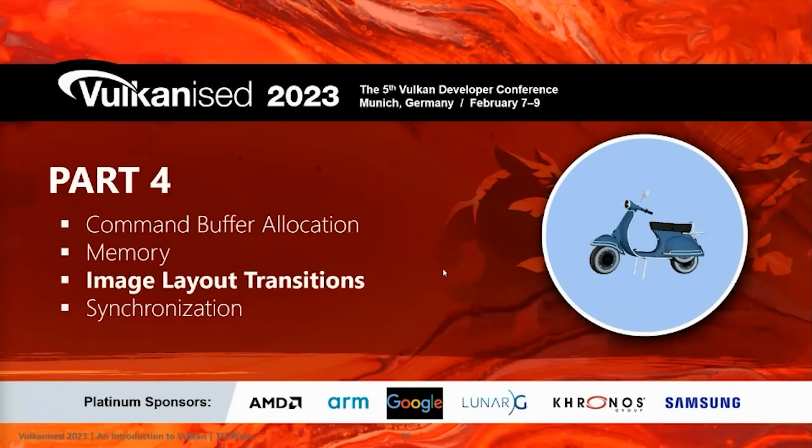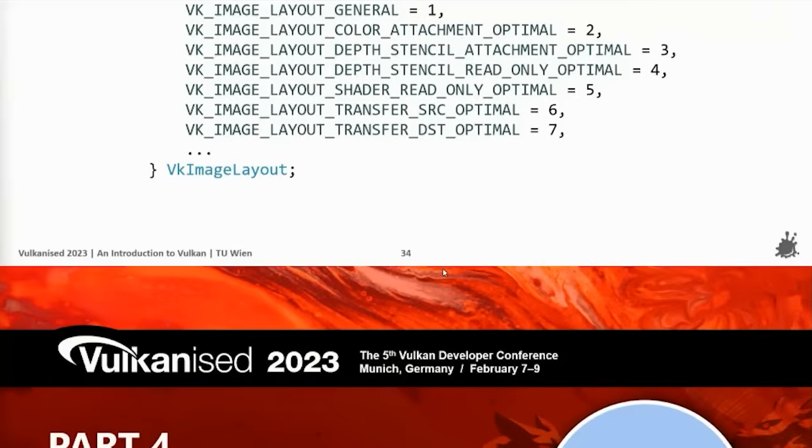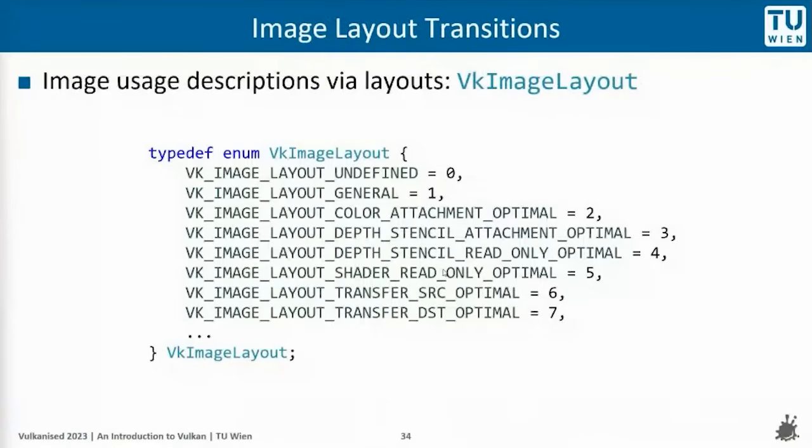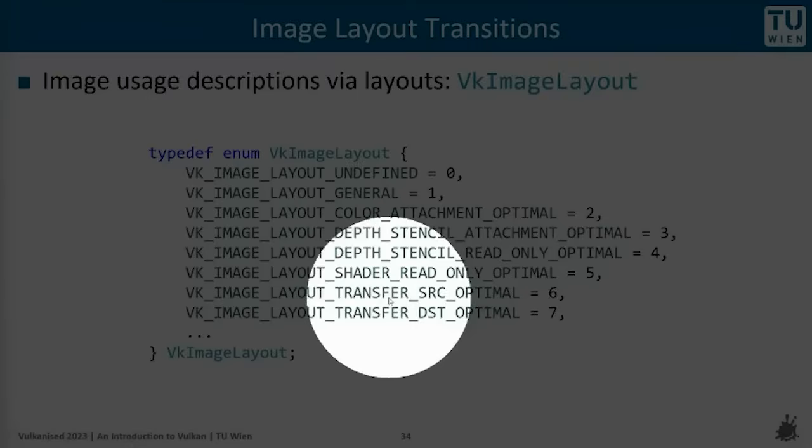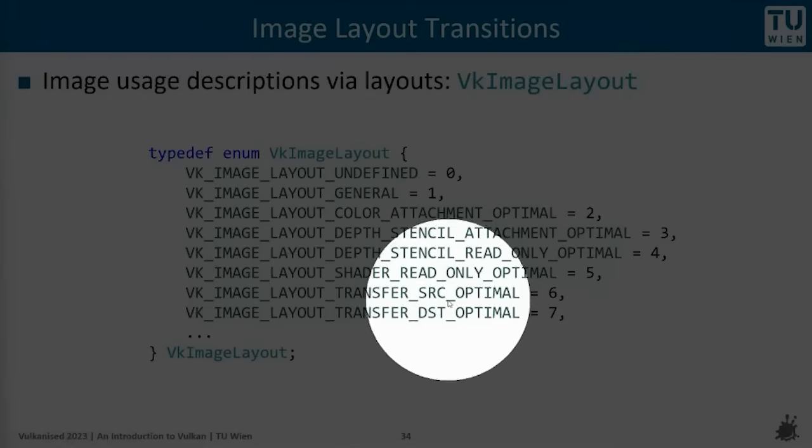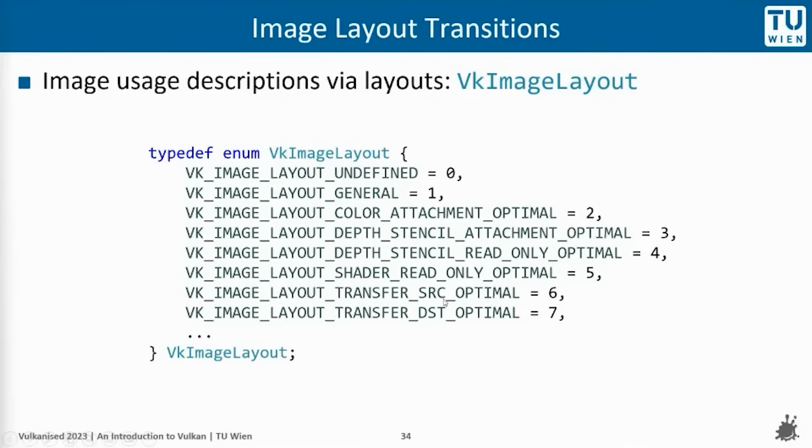They are device specific, but you do not have to query what you perform. You just transfer into transfer source optimal before doing a copy from that image. Yeah, but the list of capabilities, is that something you need to query first from the device? No, you just do the image layout transitions, and the GPU is free to do nothing.